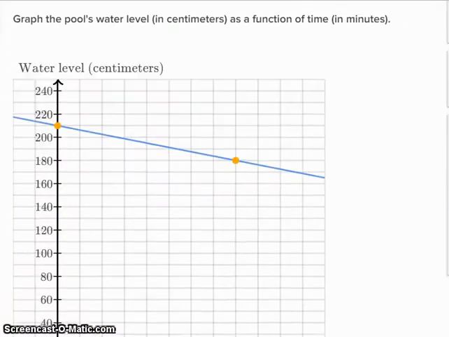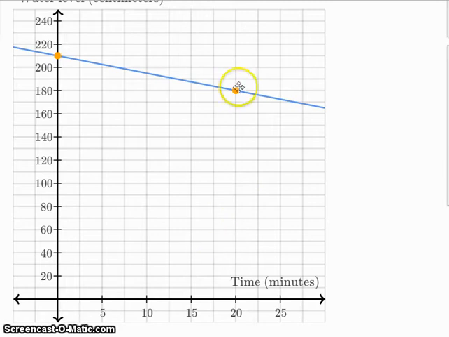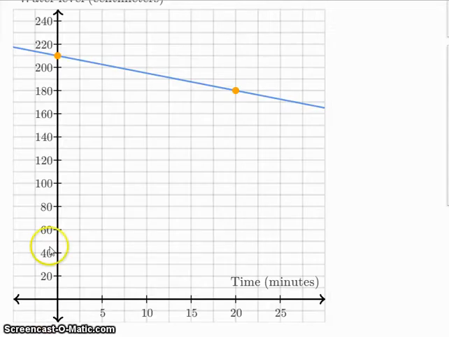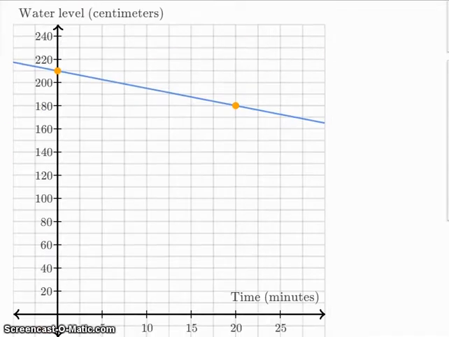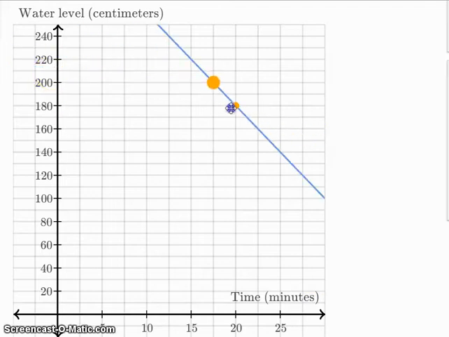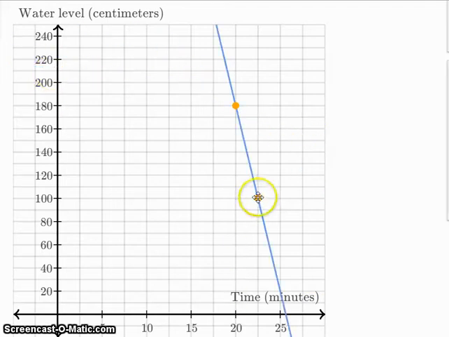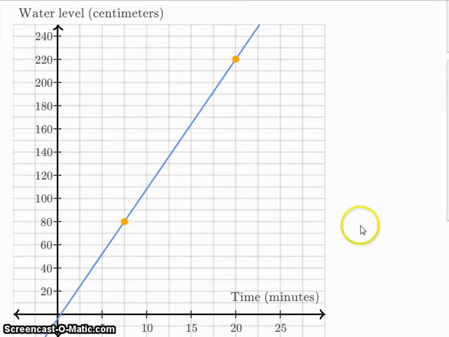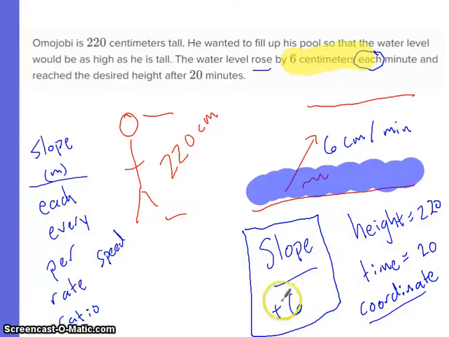Okay, so I know one of the coordinates was after 20 minutes, the height was 220. So looking at this, I've got height going up and down, so that's water level in centimeters, and then time going this way. So my first point is after 20 minutes, I know that the water level was 220. Okay, and I know that the slope was positive, so it looks something like this. And now I need the slope to work out to be 6.